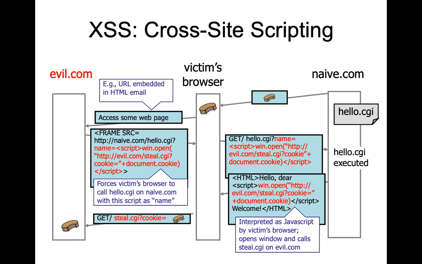Okay, so where is the vulnerability? I mean, the attack has happened, but where is the vulnerability? The vulnerability lies in hello.cgi. And it lies in the fact that it did not check for the script tag, and you just took whatever is provided as the argument and then sent it back.